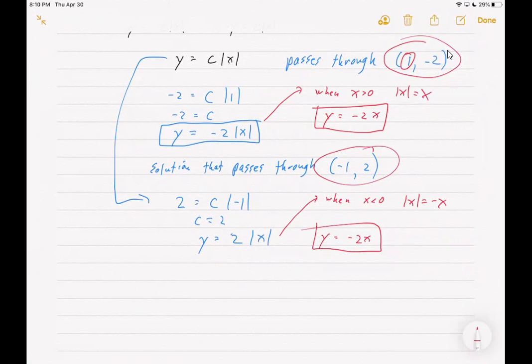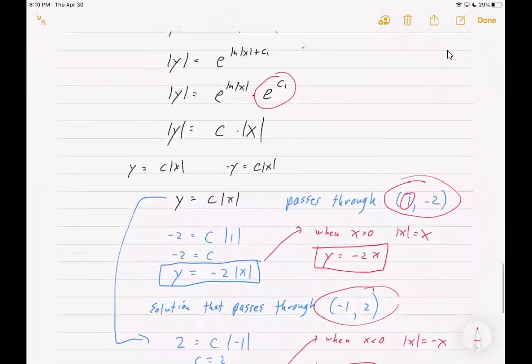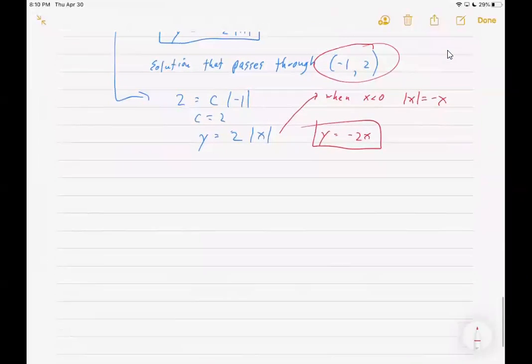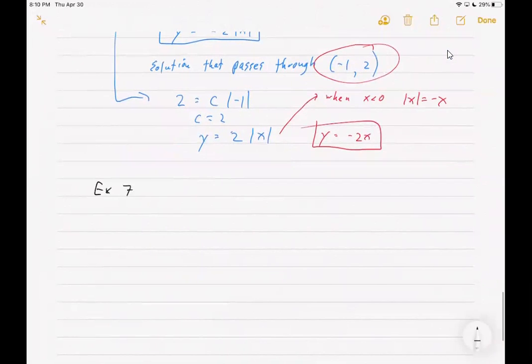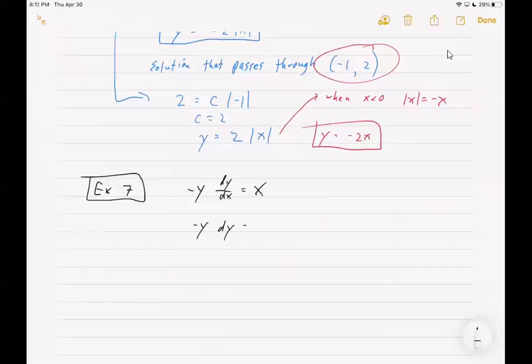Let's move on to example 7. So we ended up with a y over x there, yes, okay. So example 7, I'm sure I wasn't doing the same thing twice. Example 7, we'll have -y dy/dx is equal to x. We won't bother with the initial value solution this time. We'll just get the general solution. So to separate this, all we need to do is multiply both sides by dx. So -y dy is equal to x dx.